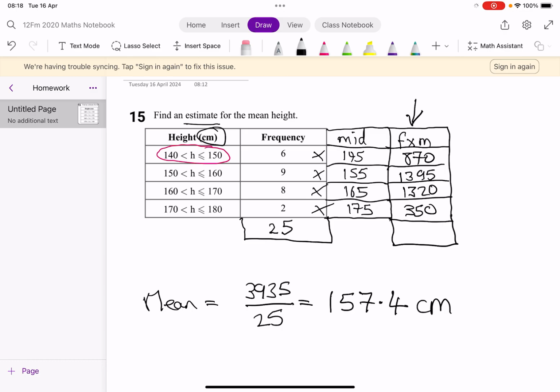Now, if I look at this sensibly, I can see that the answer is going to be somewhere between 140 and 180, which it is. It's within the 150 to 160 boundary. And if you look at how this data spread out, there's a lot more numbers at the top, so I'd expect it to be within the 140 to 160 boundary. That is estimate of the mean.